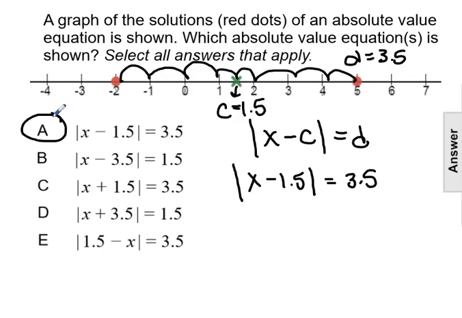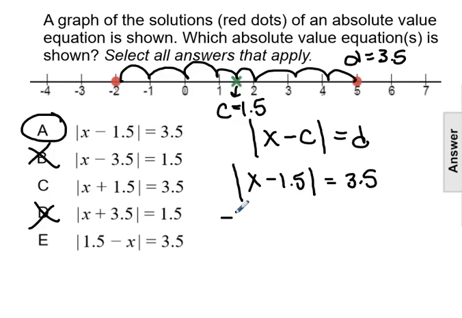which leads us to answer choice A. But it is a check all that applies, so we have to see if any of these other equations are equivalent to that one. Well, it has to equal 3.5, so we can automatically eliminate B and D. So it's really a choice of, does x minus 1.5 equal x plus 1.5 or 1.5 minus x in the absolute value? So let's try to rewrite this.